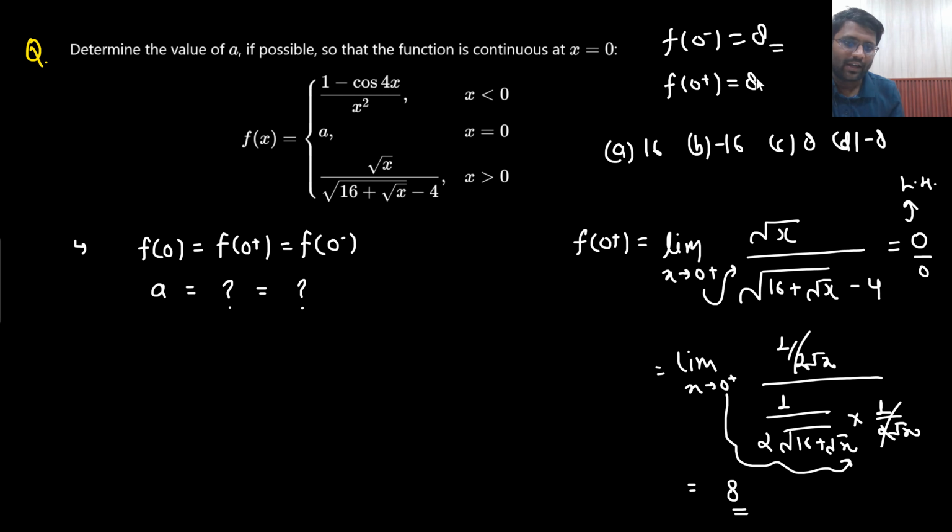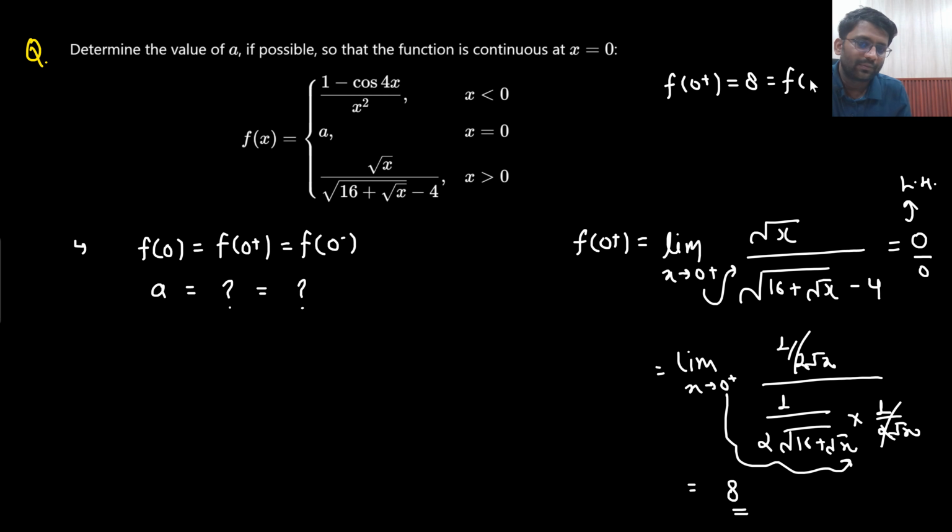Why is that so? Because f of 0 plus is 8 and they are saying f of 0 plus is equal to f of 0, because function is continuous, no? And what is the value of f of 0? The value of f of 0 is nothing but a. So what is the value of a? Value of a is 8. So this is the answer.